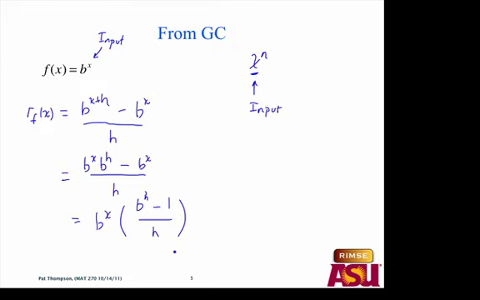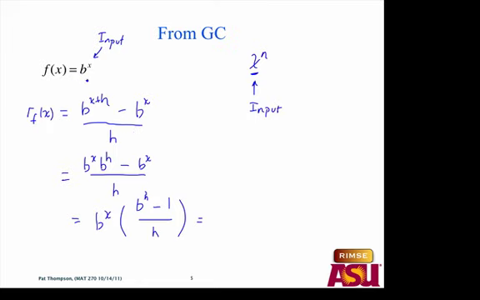What are we finding about the rate of change function? What is this telling us about the rate of change function of an exponential function? What is b to the x? Yeah, it's the original function. You see this? It's the original.